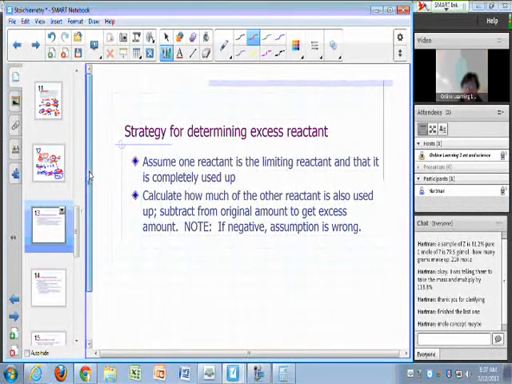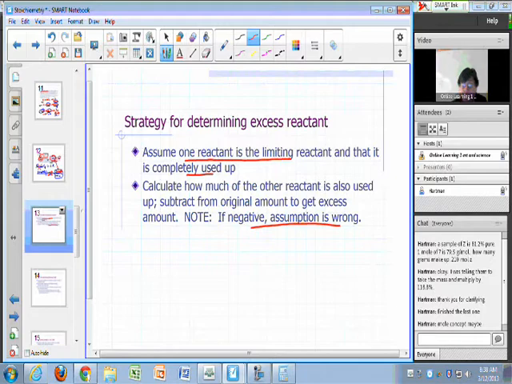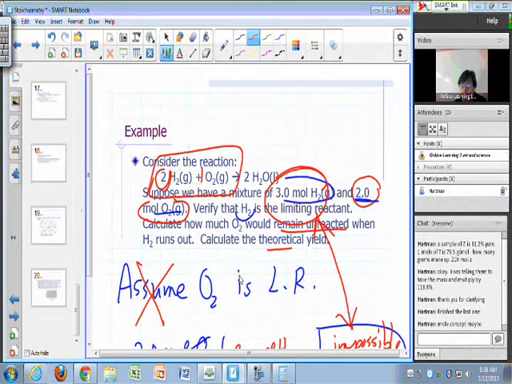So here's a strategy then for determining the excess reactant. Assume one reactant is the limiting reactant. It's completely used up. Calculate how much of the other reactant is used up and subtract from the initial amount. And as we've said earlier, if that turns out to be negative, your assumption is wrong. So going back here, why is this impossible?